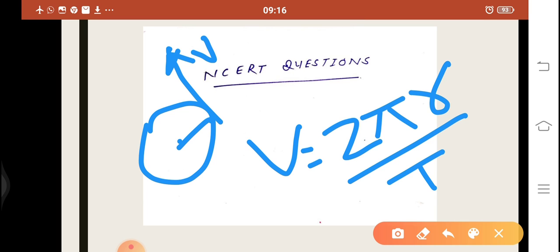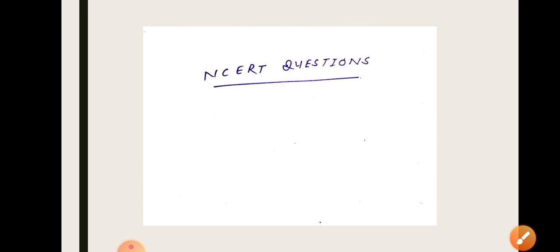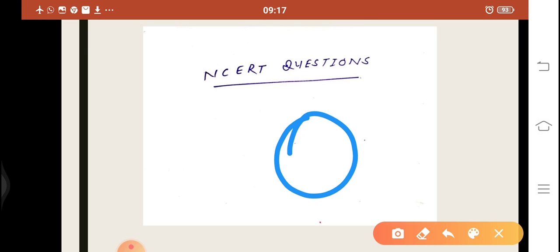When a particle moves, suppose the stone is moving like this, if you release the stone, in which direction will it go? It will go in this direction. So the direction of the velocity is along the tangent.